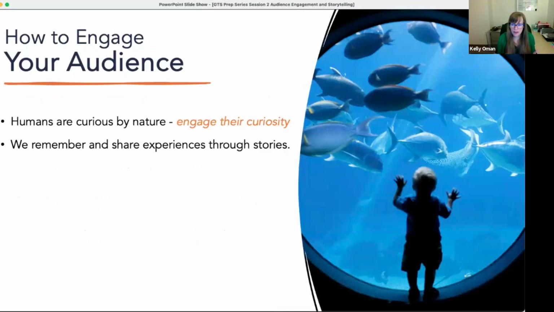And remember that people are just naturally curious. So even if you don't really know what your audience knows or doesn't know, you can probably bet that they're going to be curious about something, or they have the potential to be curious. So how are you going to engage that curiosity and get them to want to know more about your topic?